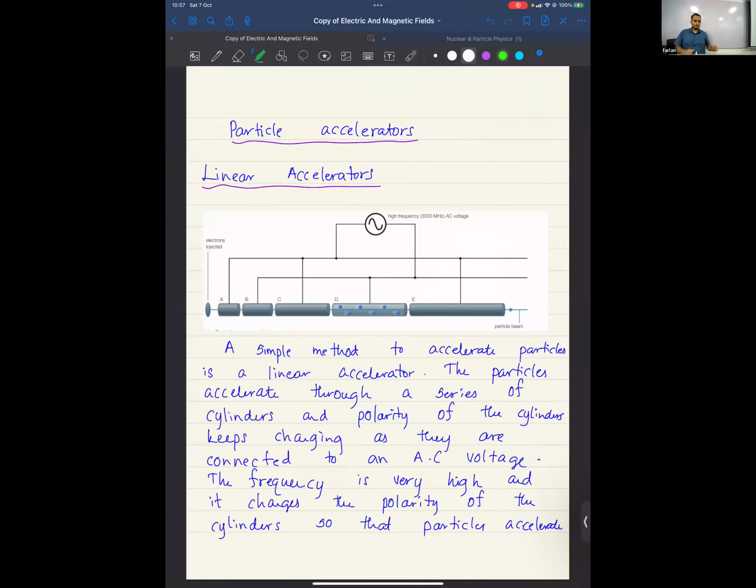Write down the next subtopic. Particle accelerators. So 25 is homework, right, sir? Yes. Particle accelerators.